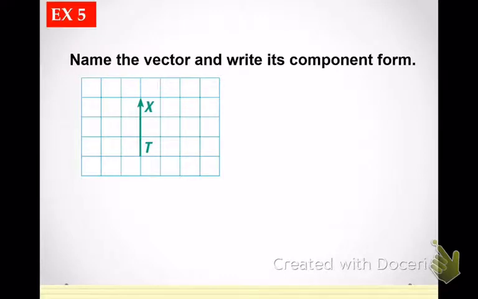Okay, this vector we name it XT. Oh wait, start with the initial point first, T, X, and then the terminal point, and that's how you would name it. And its component form would be, well, the horizontal component. How far did you move horizontally from T to X? Well, none. How far did you move vertically from T to X? You moved 3. And so you'd write it like that, <0, 3>. Okay?